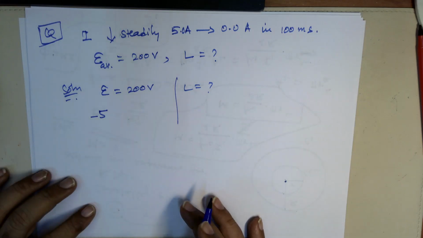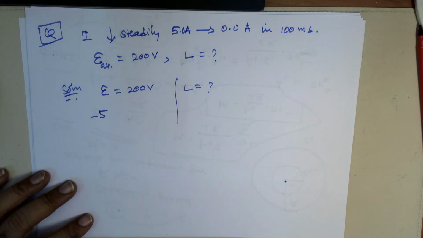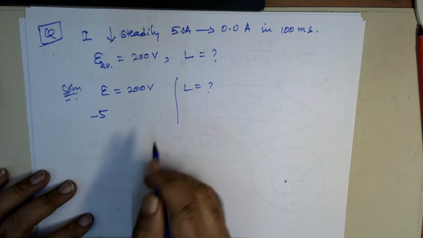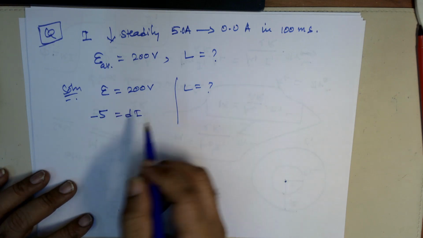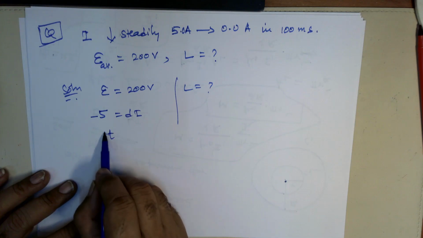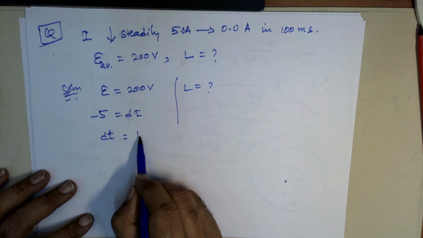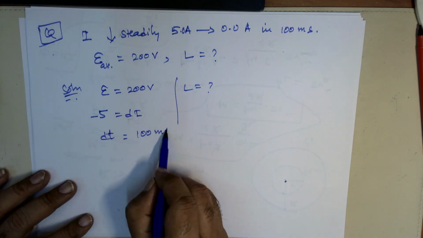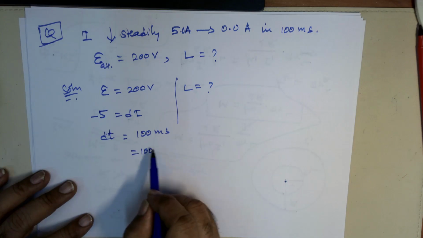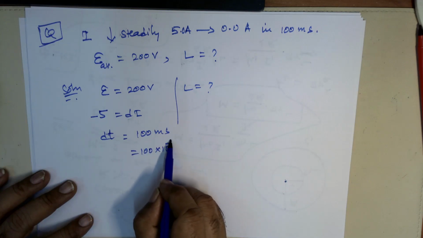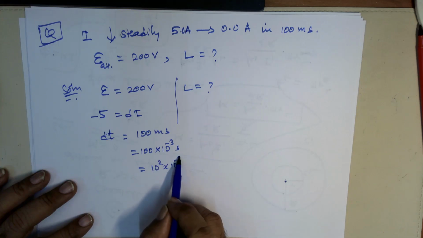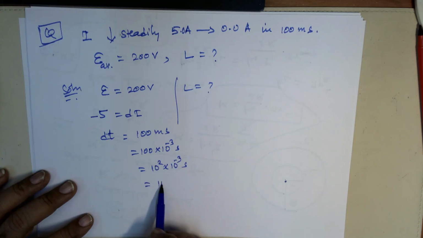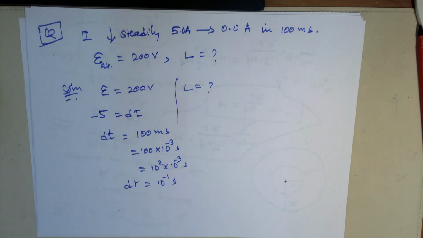So it is minus 5 divided by, it is said 100 millisecond. So this is di. And what about time dt? It is given as 100 millisecond. It means 100 into 10 power minus 3 second. That is 10 squared into 10 power minus 3 second. That is 10 power minus 1 second. So this is dt. Clear?